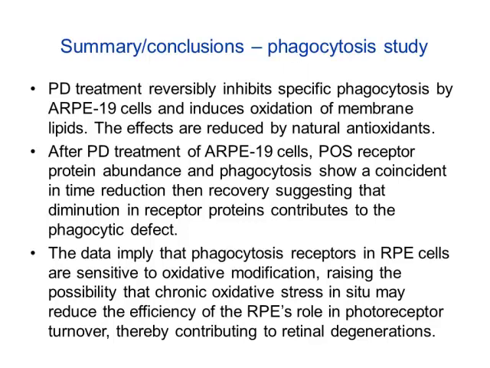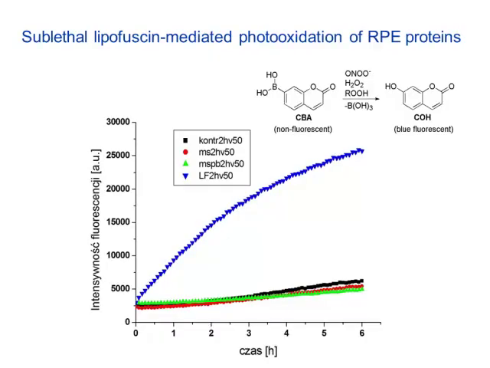I already indicated that this is an absolutely critical process. Without efficient phagocytosis of photoreceptor outer segments, the entire retina will degenerate quite fast. Actually, the data, and I apologize, that's in Polish, I just got it today in the morning, from my colleagues in Krakow. Well, it's actually also very promising data.